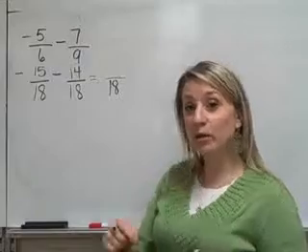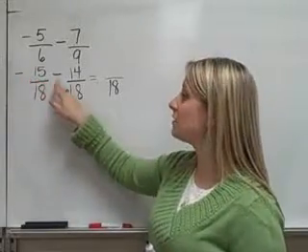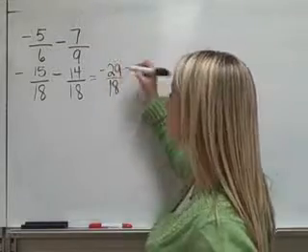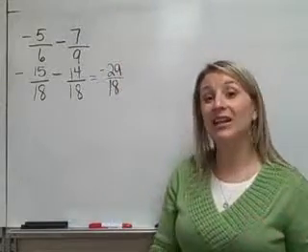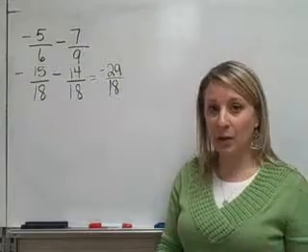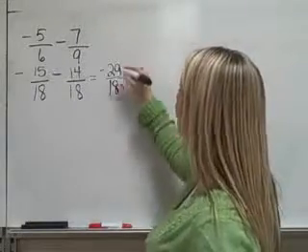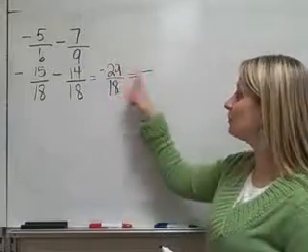Make it into a money story. You owe me $15. You owe me $14. That means you owe me $29. Now we have an improper fraction. We cannot leave improper fractions because it's considered not simplified. So I'm going to make sure my answer is negative.